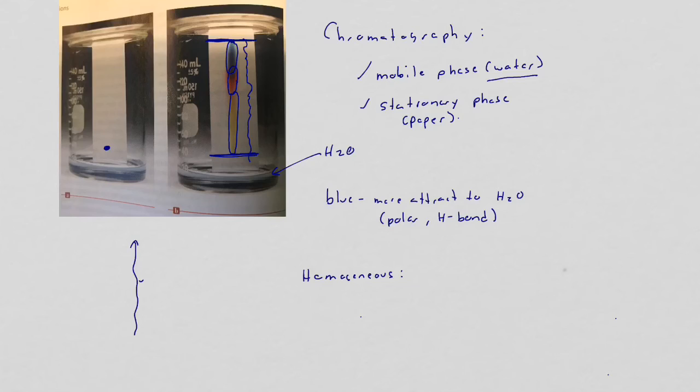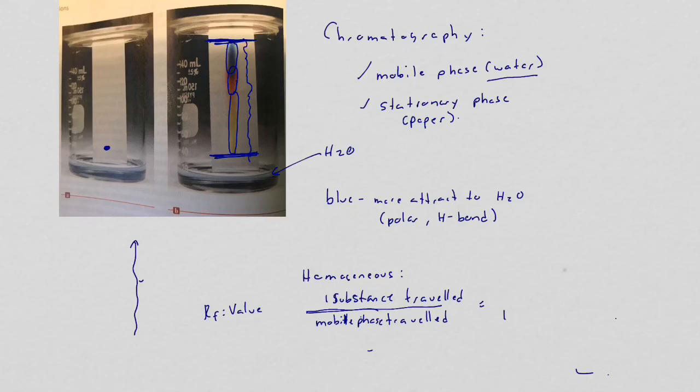Now, they do one calculation. It's called RF value. And I'm going to do this really quickly, so I'm not even going to do proper numbers. So the RF value is basically how far one substance traveled over how far the mobile phase traveled. Essentially, you could measure from this line right here to this line right here, and let's say that the mobile phase traveled, let's say, 10 centimeters.